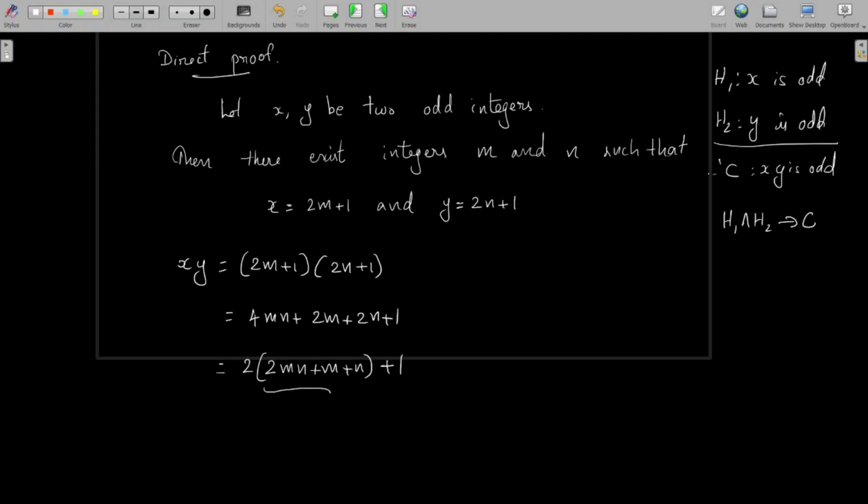This can be written as 2 times (2mn plus m plus n) plus 1. So this is of the form 2 into an integer plus 1. Here m and n are integers, therefore 2mn plus m plus n is also an integer. So let it be some k. So we can write this of the form 2k plus 1, where k is equal to 2mn plus m plus n, an integer. Hence we proved that if x and y are two odd integers, using the hypothesis x is odd and y is odd, we arrived at the conclusion that x into y is odd because it is of the form 2 into an integer plus 1. So it's an odd integer. So this is a direct proof of this theorem.